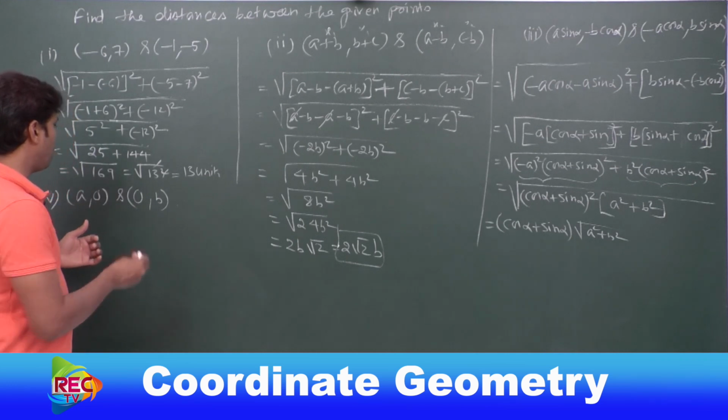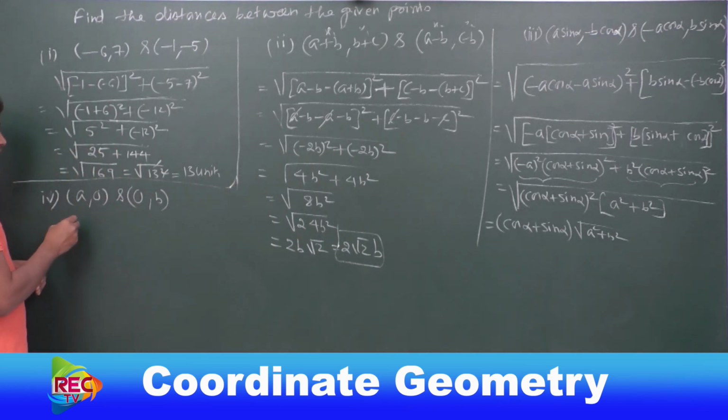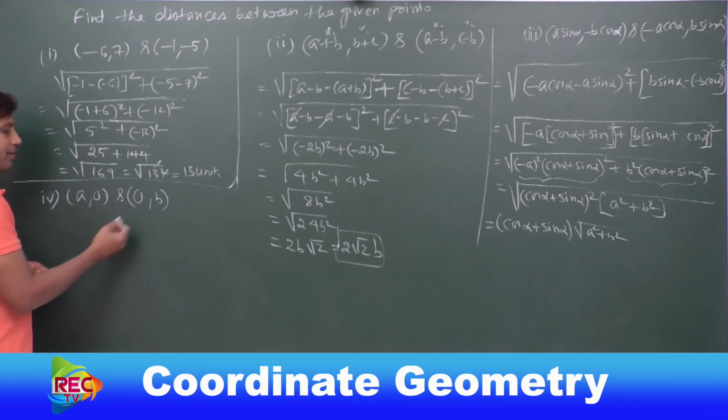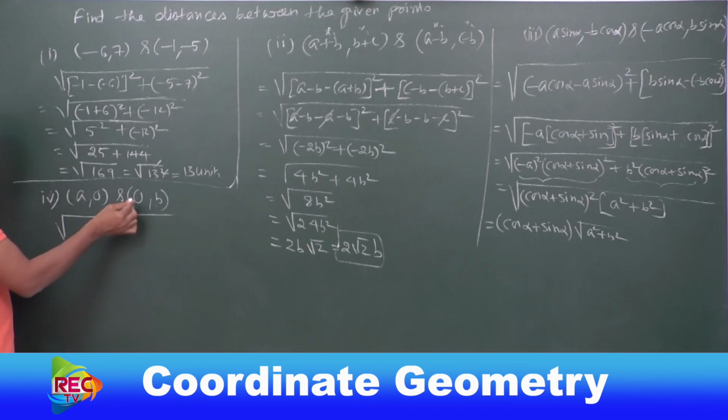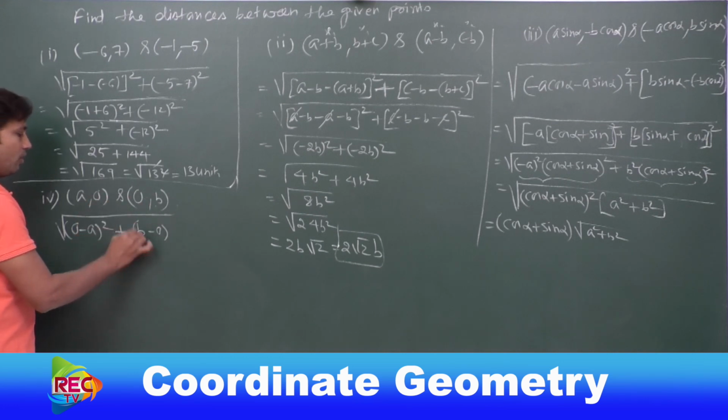Right. Let me do one more problem, which is the last one out of this small set. See here, a comma 0 and 0 comma b. We need to find out the distance between these two. It's a very simple one. How to find it out? x2 minus x1, so that would be 0 minus a whole square, and y2 minus y1, that would be b minus 0 whole square.